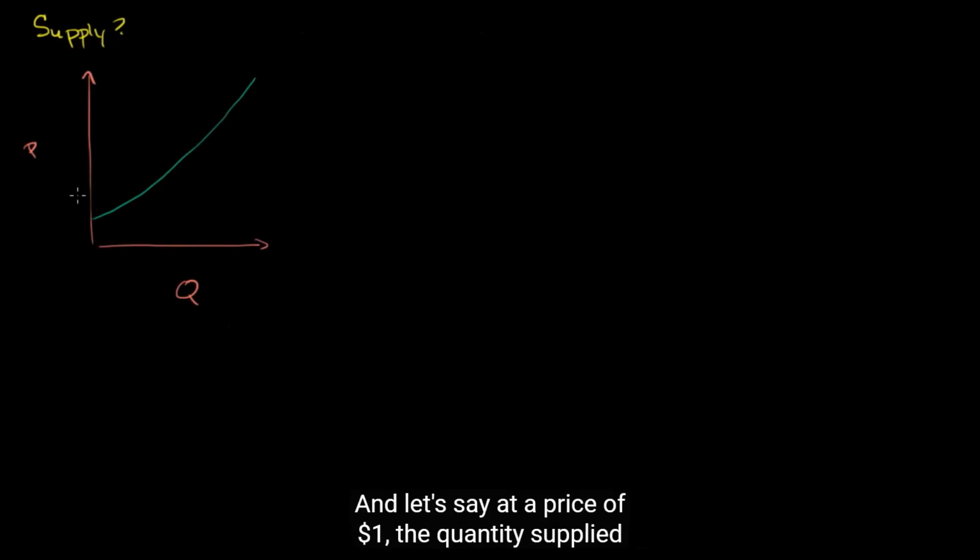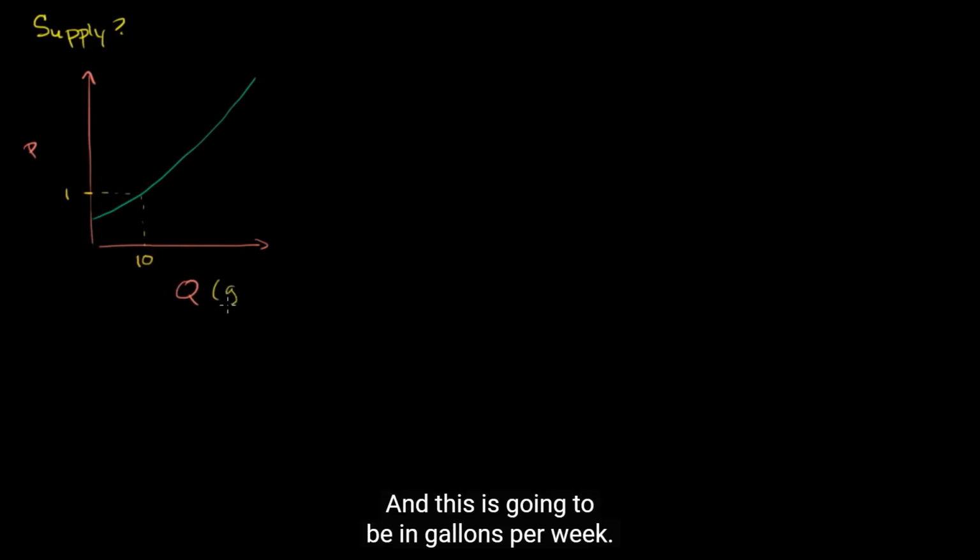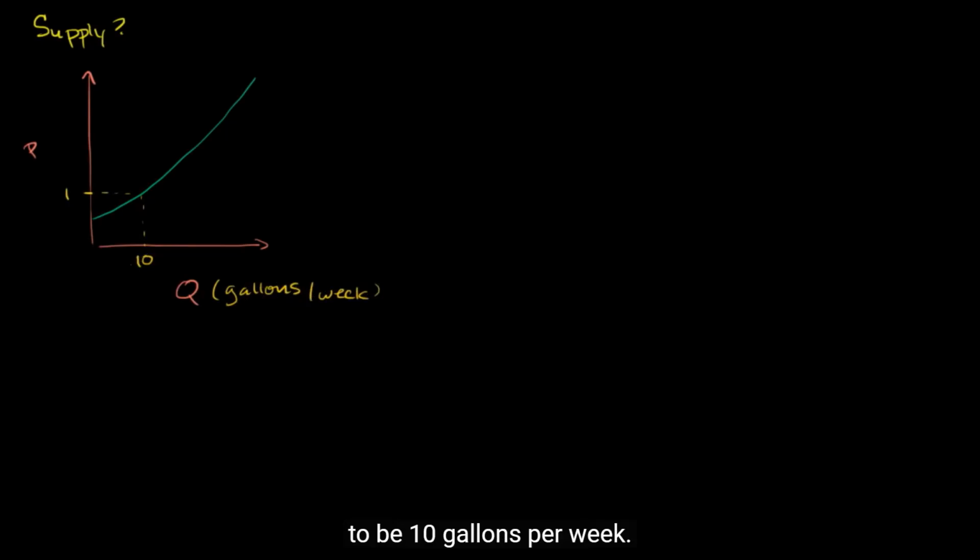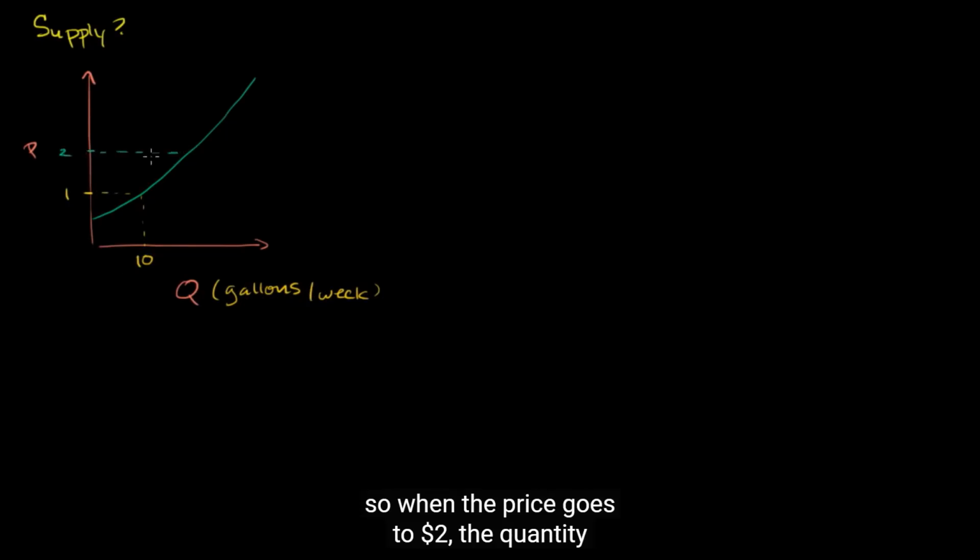And let's say at a price of $1, the quantity supplied is going to be 10, and this is going to be in gallons per week. So the quantity supplied is going to be 10 gallons per week. And let's say that if the price goes to $2, the quantity supplied goes to 16 gallons per week. So what is the elasticity of supply roughly over this period right over here?